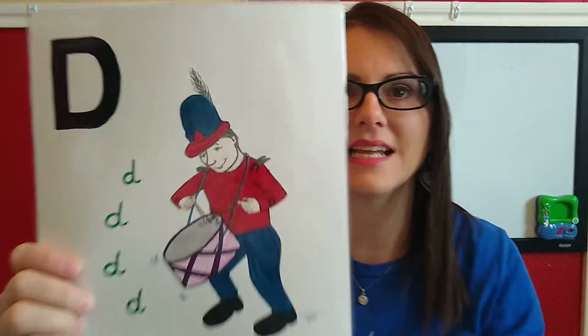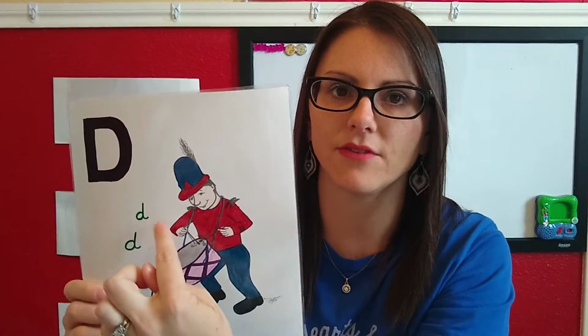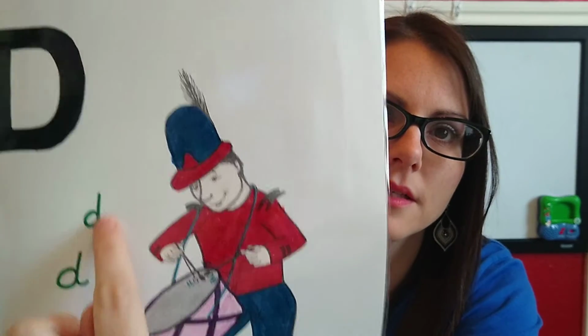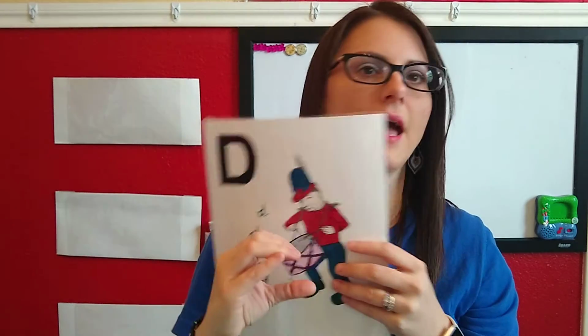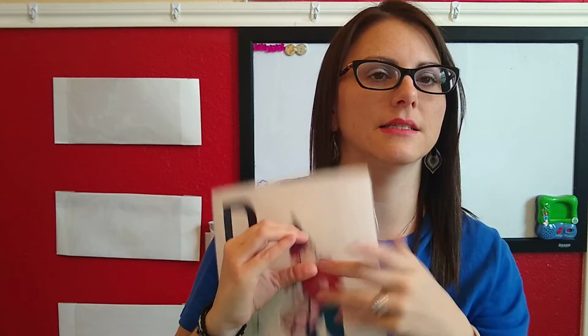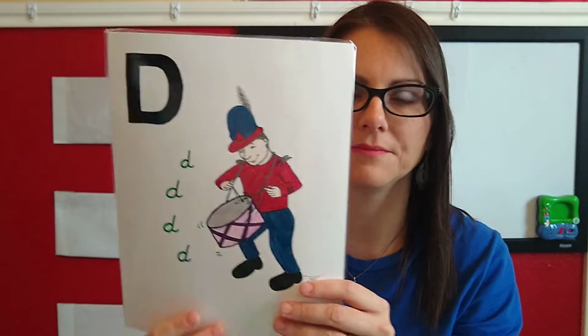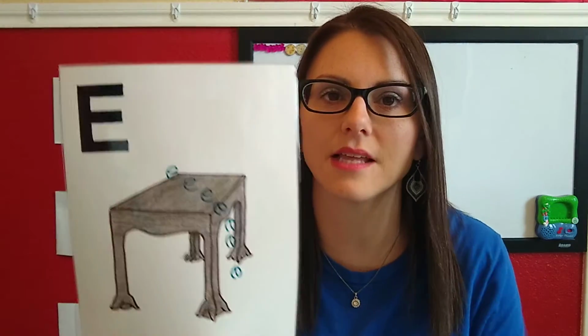D. Now D has its capital and its lowercase. And D, first you make a C, then you turn it to a D. So make that C first on the lower one, and then you add that stick, so it's a d. So D, the sound he makes is d. We're going to take those drumsticks and we are going to say d, d, d, d, d, d. Very good.